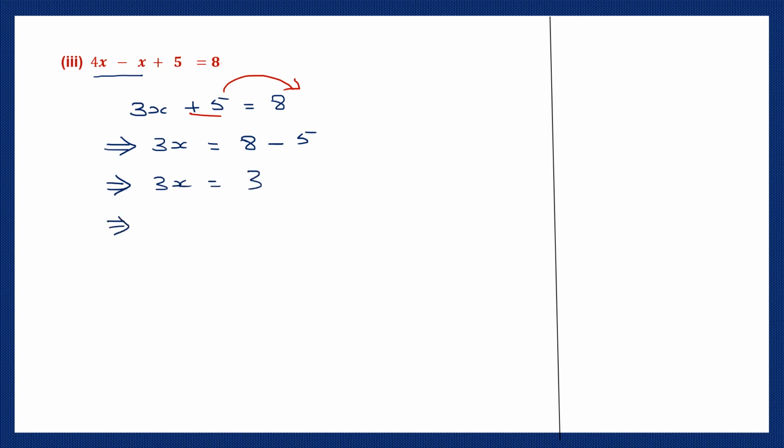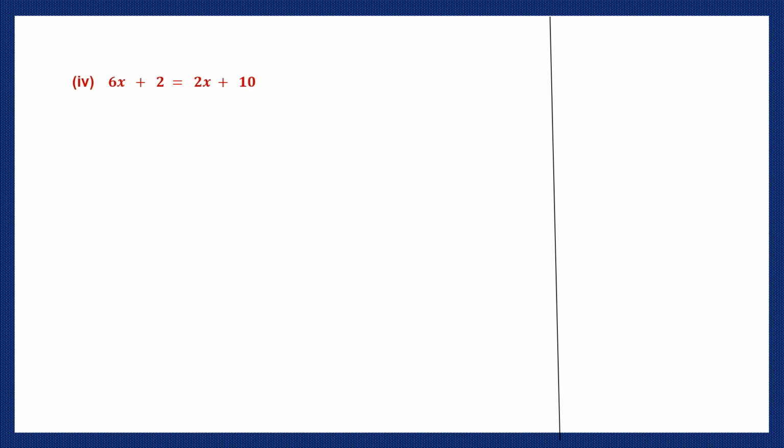What does that mean? It means that if we have to find x, we leave this 3 on the left hand side and we transpose this 3 to the right hand side. So when it goes to the right hand side, it becomes division. So 3 by 3 is 1. Therefore, we have solved for x. The value of x is 1.